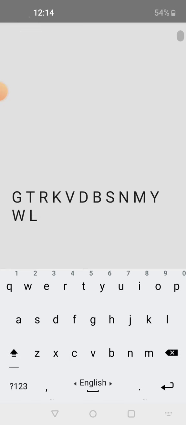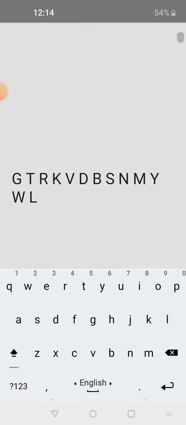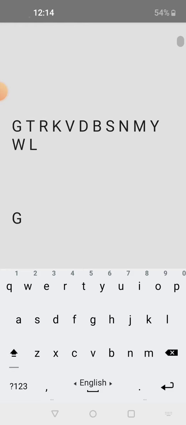Right. And here's the alphabetical order again. G, T, R, K, V, D, B, S, N, M, Y, W, L. Now I'm going to go through all those one by one.